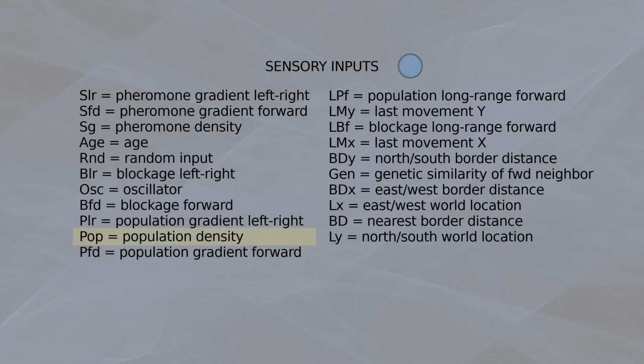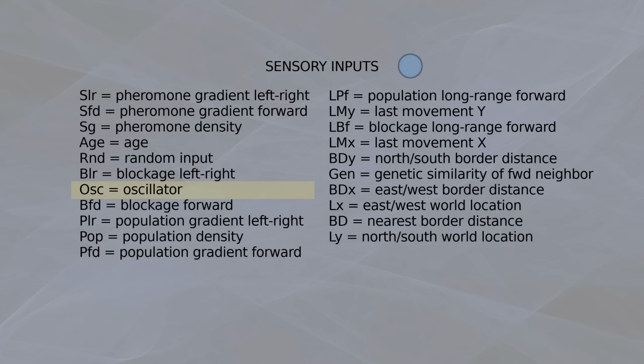There is a neuron that is sensitive to the population density in the immediate neighborhood. There's a separate input sensor neuron that is sensitive not just to the population density, but to the population gradient along the forward direction of movement. There's one that's sensitive to the population gradient along a left-right or a perpendicular axis to the forward direction of movement. There's a sensory neuron that's sensitive to the creature's age. It outputs the lowest value at the beginning of the lifetime, and at the end of the lifespan, it outputs the maximum value. There's one input neuron here that is an oscillator neuron.